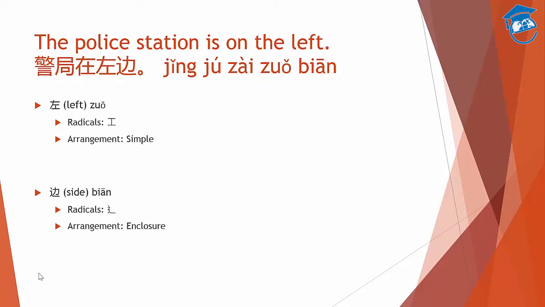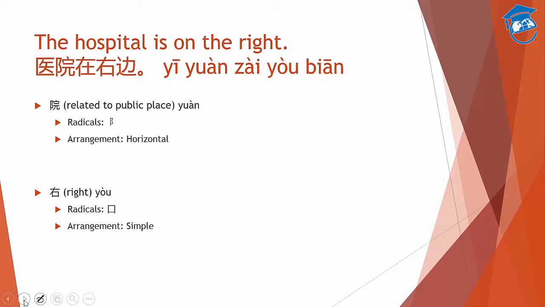So the grammar structure 警局在左边 is very similar to what we have learned in the previous lesson. The direct translation is police station at left side. It is as simple as that. You don't have to say it's on the left. That's a lot longer, but in Chinese it's simpler. You just have to say police station at left side. 警局在左边.